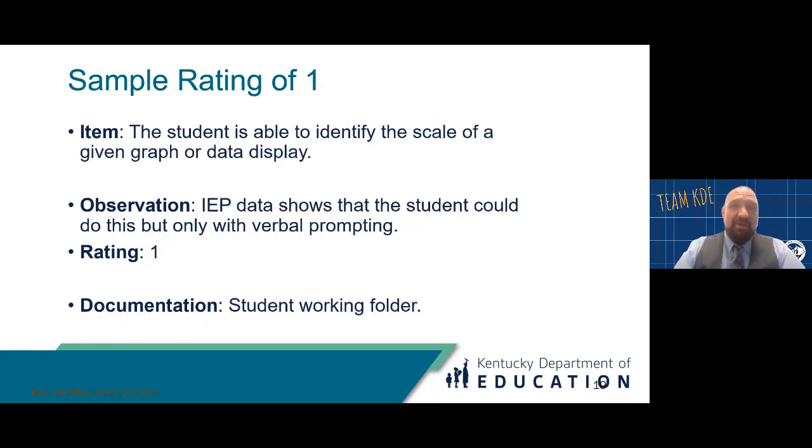Now let's discuss what a rating of a 1 looks like. On this slide, you will see an example of a 1. The item is that the student is able to identify the scale of a given graph or data display. The observation: IEP data shows that the student could do this, but only with verbal prompting. So that would correlate to a rating of 1. The documentation would be the student's working folder.